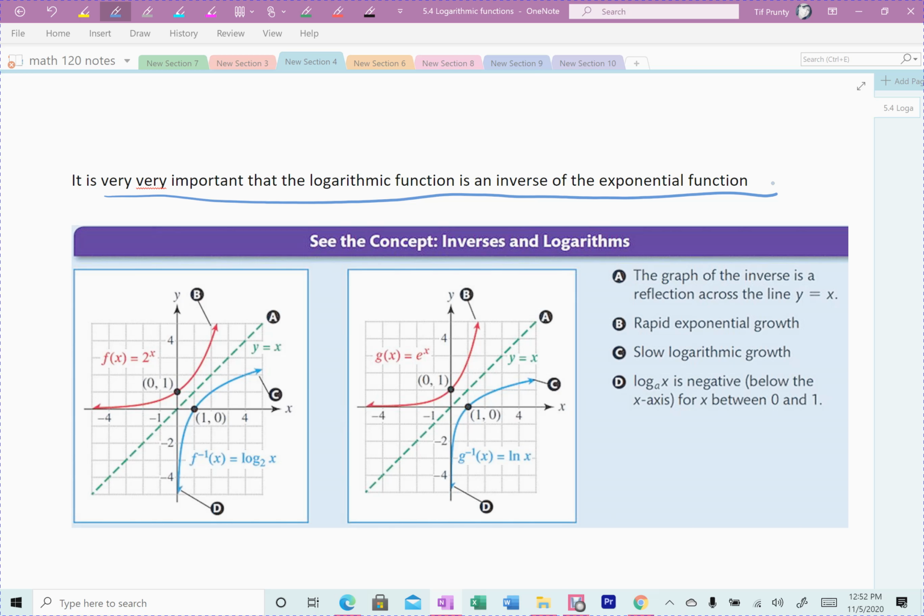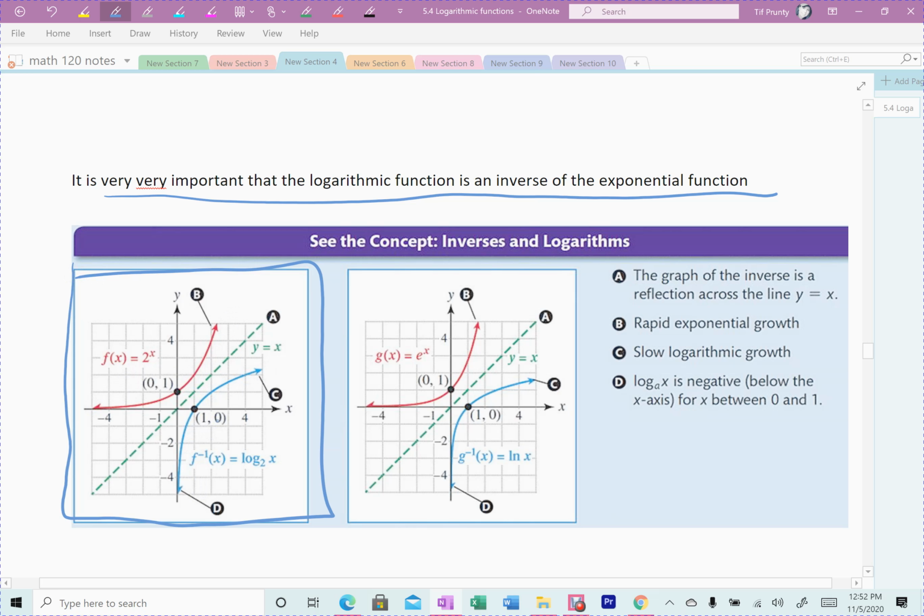So the first picture is actually the one that I graphed earlier in the notes. All right, so there was my 2 to the x exponential function, and then its inverse, which would be log base 2, and again, it does reflect perfectly over that line y equals x.